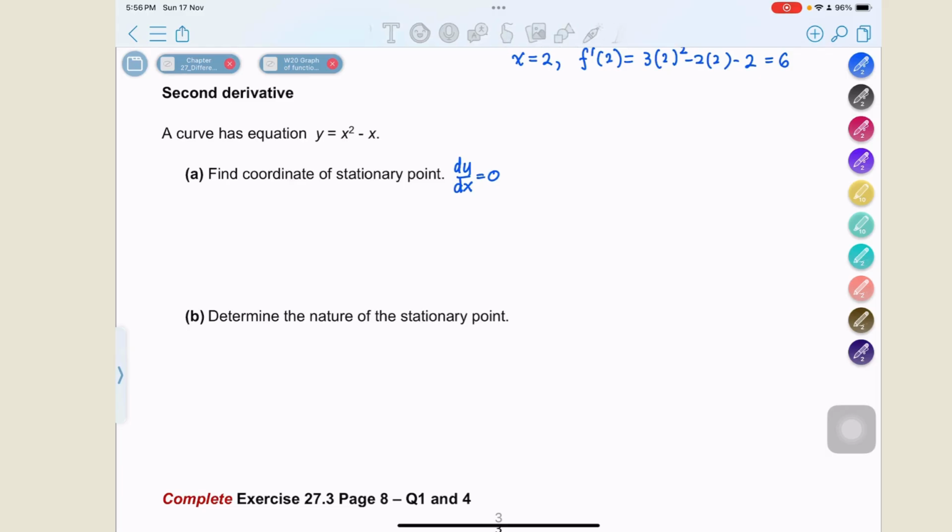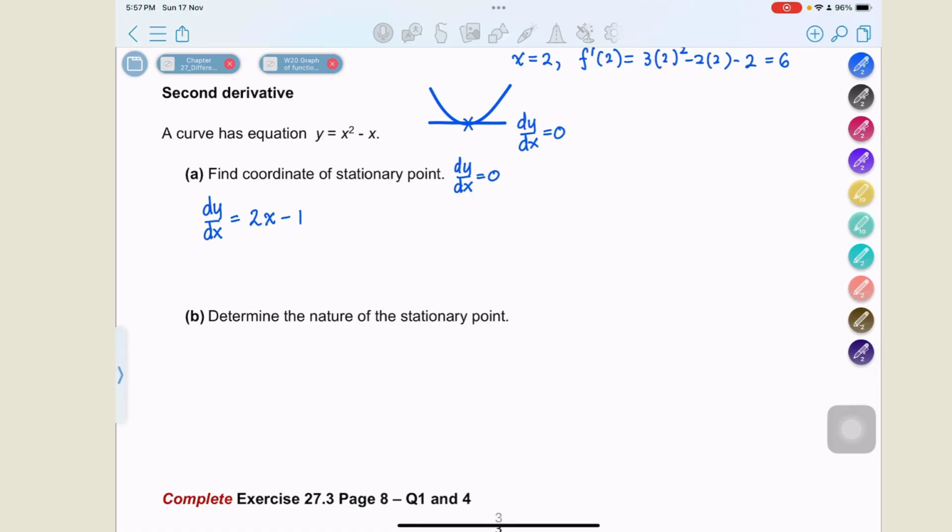Why? Because in this quadratic curve, they are talking about this point. At this point, I will have dy/dx equals 0. My tangent to the curve equals 0. So I start to differentiate dy/dx. From here, I will get 2x minus 1.